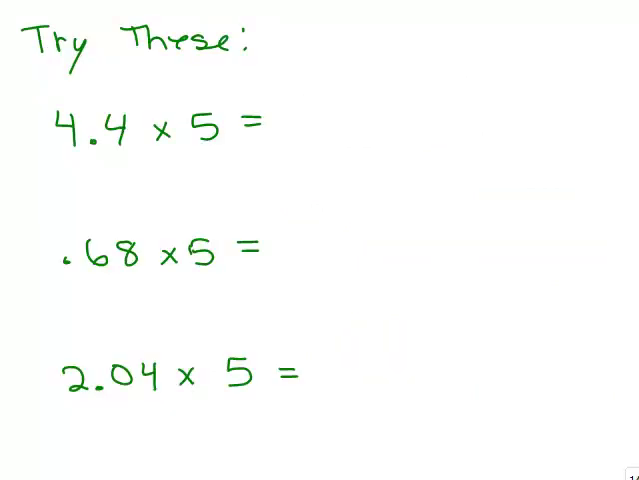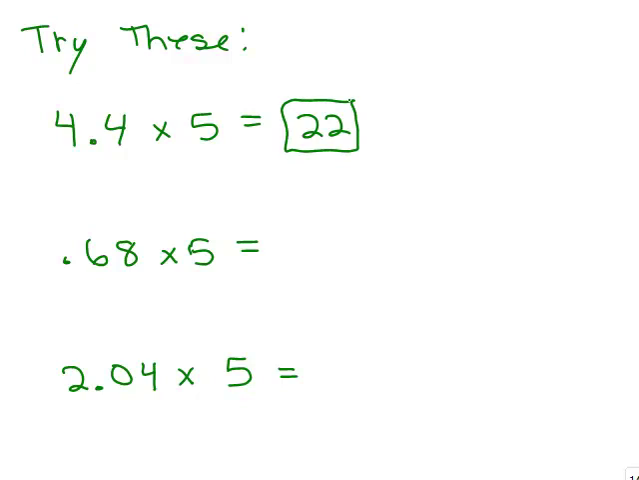Here are 3 problems for you to try. See if you could do this without having to do regular multiplication. All right, here's how I do the first one. I have 4.4 times 5. I'm going to multiply by 10 first, which is 44, and then take half. So half of 44 is 22.